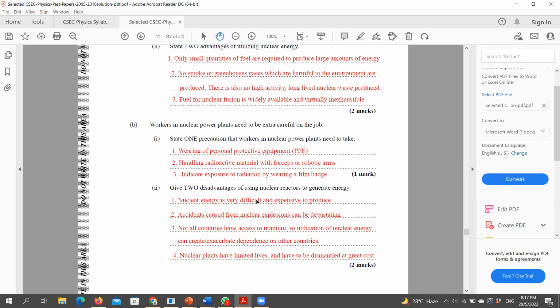Two disadvantages of using nuclear reactors. Now, nuclear energy is a pretty technical process or procedure to carry out, and it's very expensive to actually build those nuclear reactors and purchase the fuel. They're not cheap.